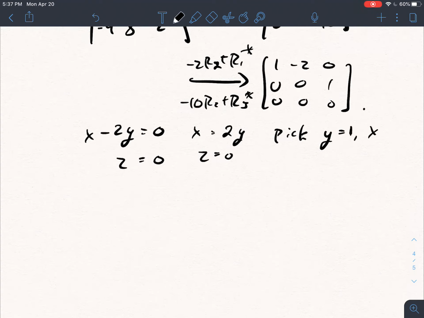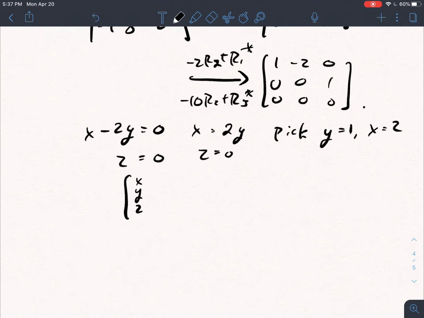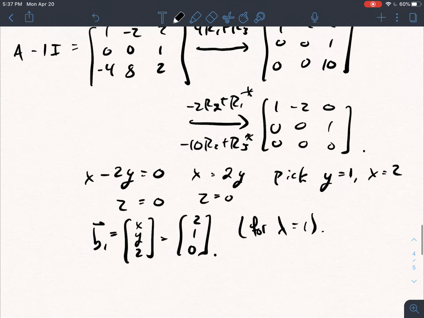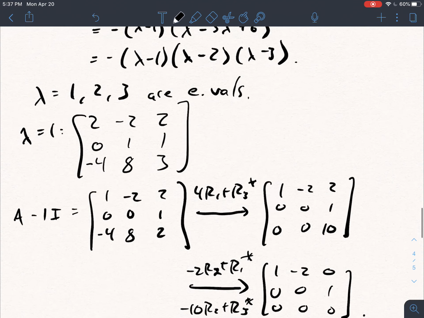So we only need to pick one eigenvector for this eigenvalue. So let's just pick y is equal to 1. That would make x is equal to 2 times y, which is equal to 2, and then z is, of course, equal to 0. So this is going to be our b1. It's equal to x, y, z, which is 2, 1, 0. All right, so that's our first eigenvector. This is for lambda equals 1.